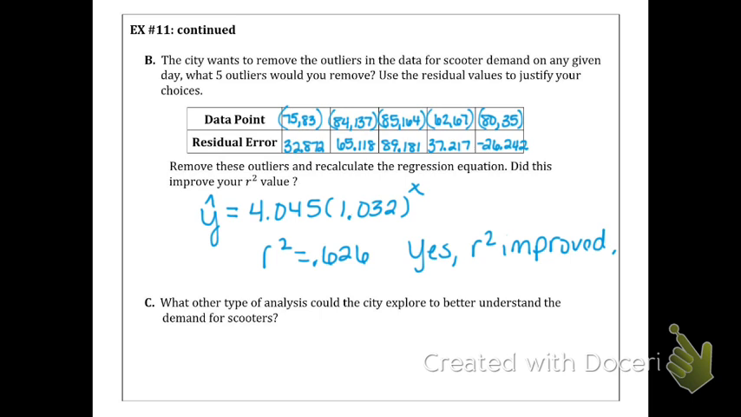And then it says, what other type of analysis could the city explore to better understand the demand for scooters? So we know the demand isn't just for weather, okay? So what other things could cause that? Yes, weather can. So I'm going to go ahead and write that. So weather as far as is it cold versus warm? We know the warmer it's going to be, the more scooters are going to be used, until you get extremely hot, right? We also have, if it's raining, okay, that will affect it as well. People don't want to ride the scooters if it's raining.